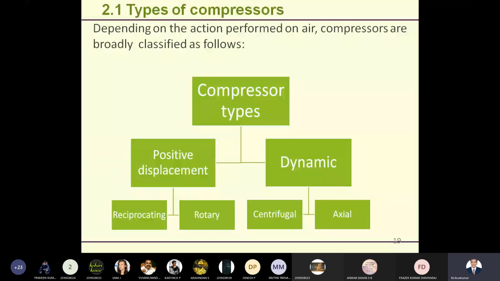So you know what is displacement, what is dynamic, what is reciprocating, what is rotary. Reciprocating means up and down motions, to and fro motions. Then rotary means circular motion, and centrifugal, you know, like the centrifugal pump. Then we have axial. So based on the action performed on air, we can classify the compressors.